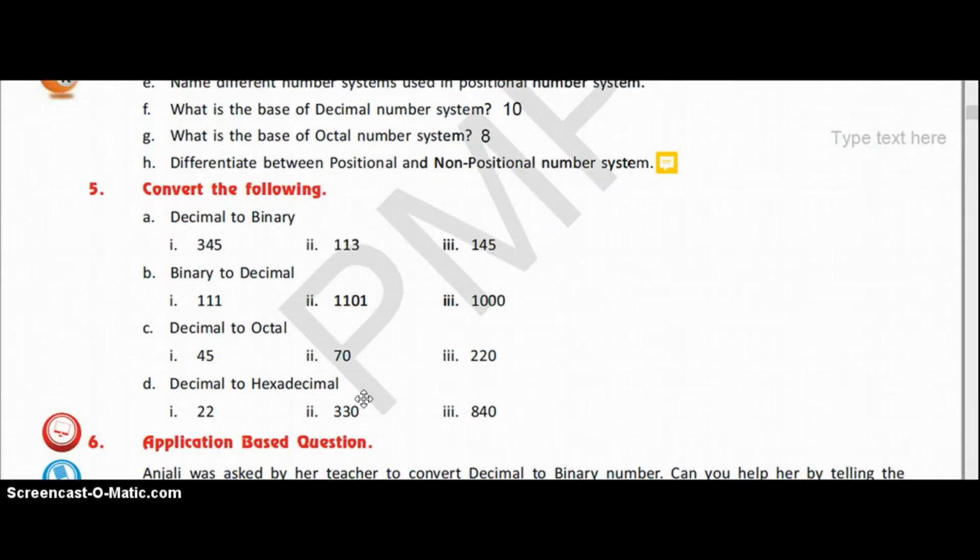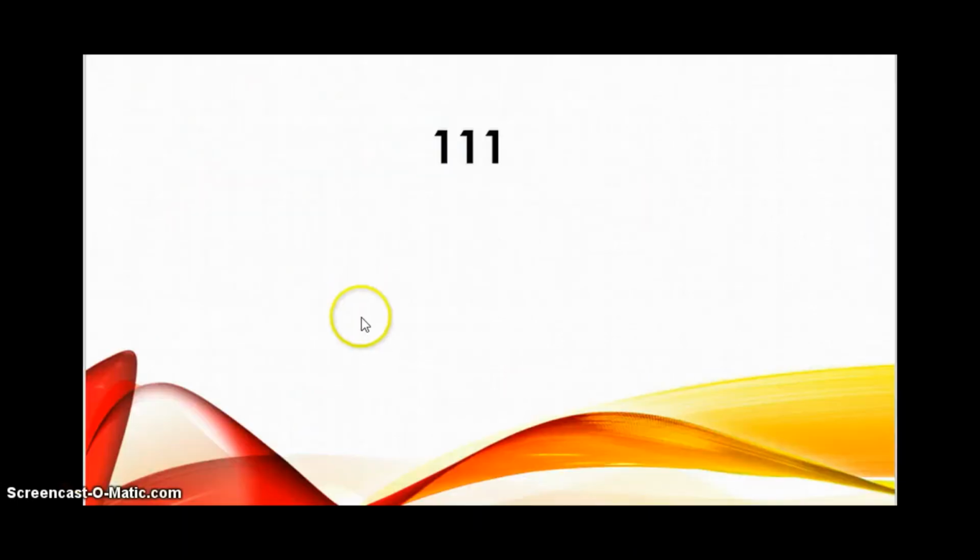Now the B part of the same question is we have to convert binary to decimal. The opposite of decimal to binary, which is repeated division by the base. Now binary to decimal, and the first number is 111. So let us see how we can convert this 111, a binary number, to a decimal number.